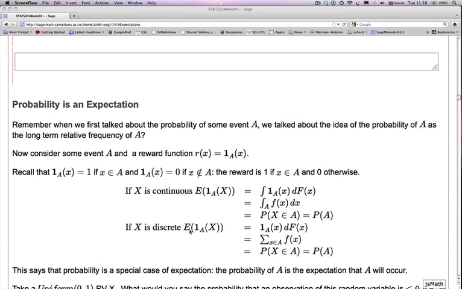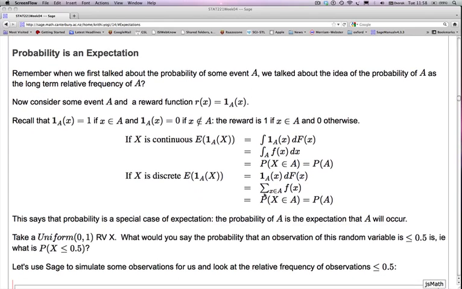Similarly, the expectation of the indicator function of A for a discrete random variable is once again simply the probability of A. So this argument says that probability is a special case of expectation. That is, the probability of an event A is simply the expectation that A will occur.